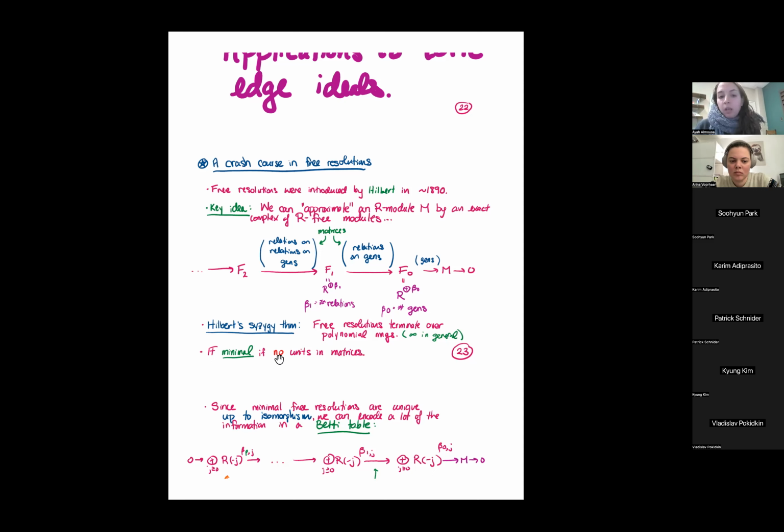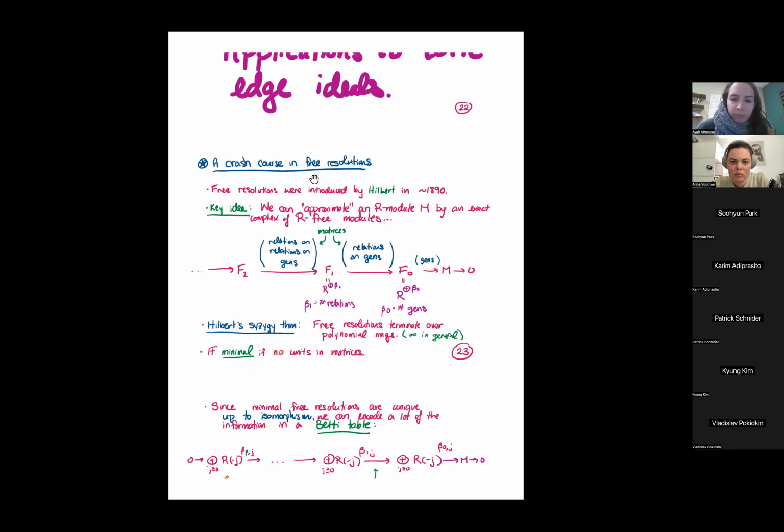I say that a free resolution is minimal if there are no units. You can think of these maps as matrices, and the fact that this is a complex means that if I take two consecutive matrices and compose them, I should get 0. The free resolution is minimal if there are no units showing up in the matrices. I can get zeros, and otherwise I should just get non-units in my ring. In a polynomial ring, they should be polynomials. Since the minimal free resolution is unique up to isomorphism, I can express some of the information given by a free resolution using a Betti table.